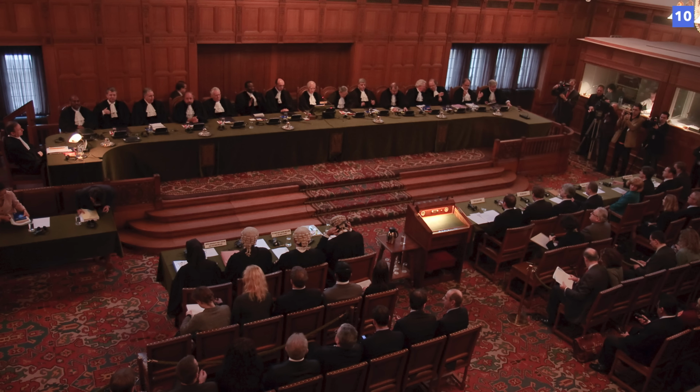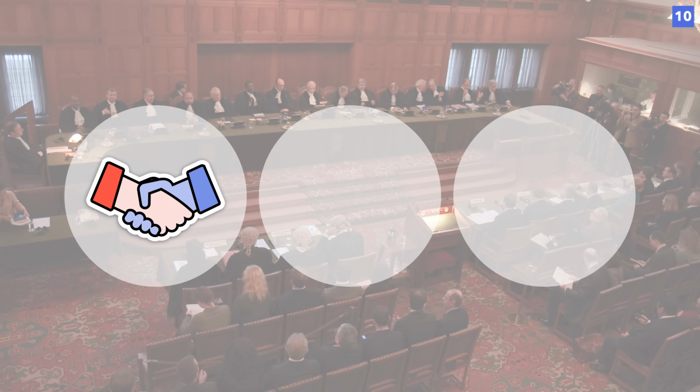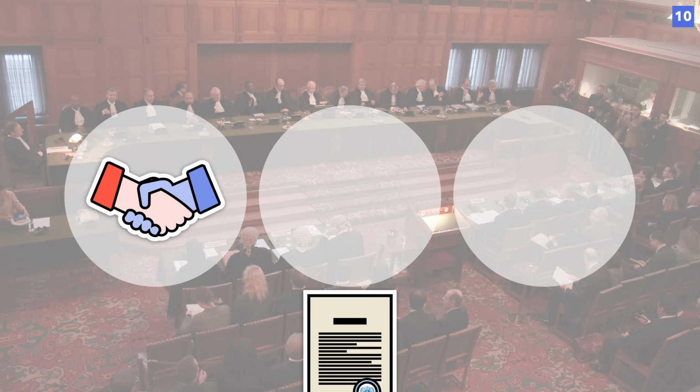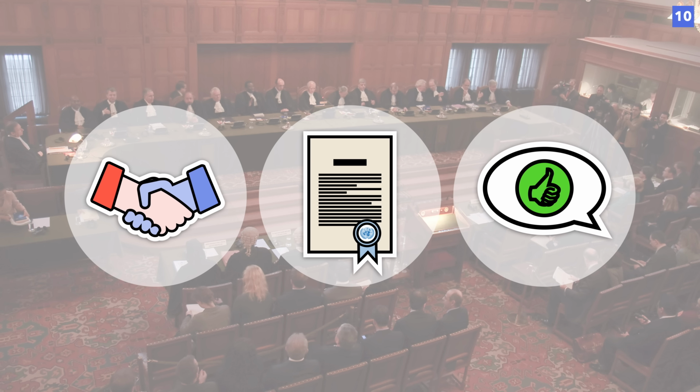This may be achieved by the parties to a dispute meeting one of 3 criteria: submitting a special agreement to the court, being state parties to a treaty that provides the court with jurisdiction over the dispute, or having all made declarations of their consent to the court's jurisdiction under the ICJ statute.